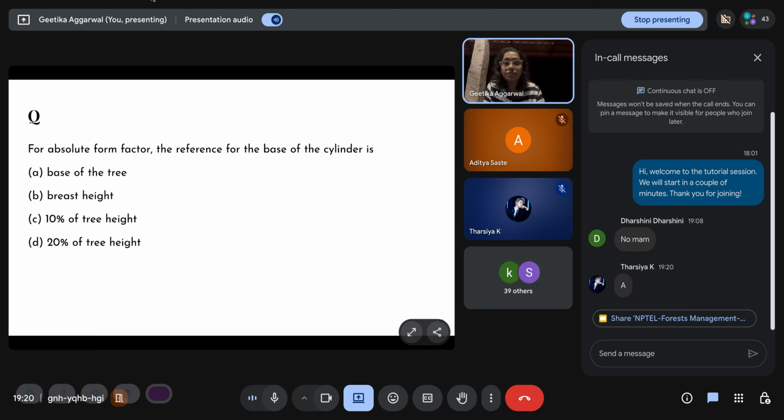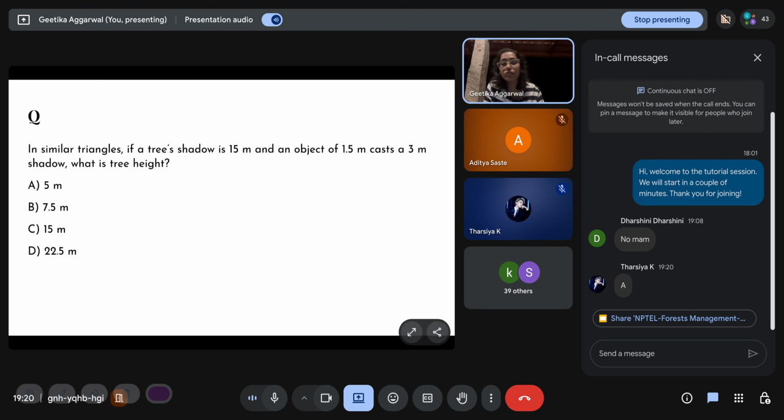Anyway, so Tarzia, you're correct. It's basically from the base of the tree. So for absolute form factor, the reference diameter is taken from the base of the tree.